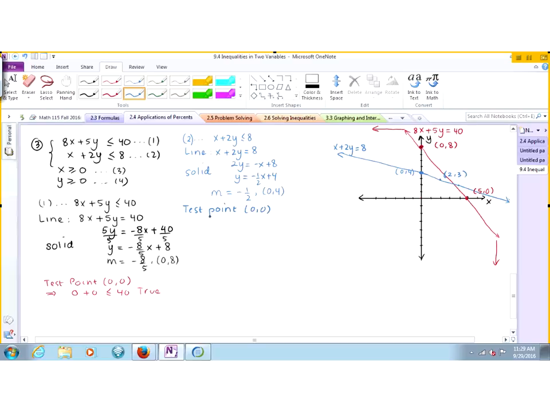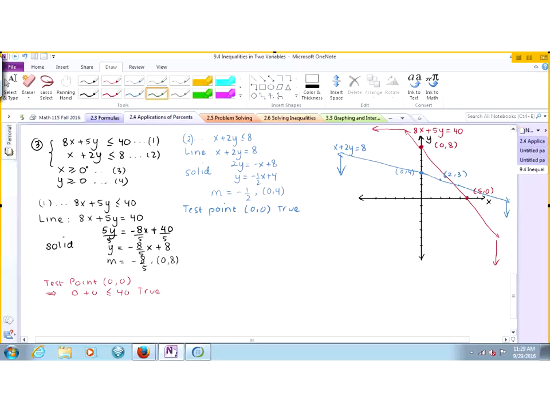What's the test point? 0, 0? True, false? True. Oh, this one you can just see it's true, right? Okay. If you already know it in your head, you don't have to write it. But you have to make sure it's correct. So if you're sure it's correct, then you don't have to write it.